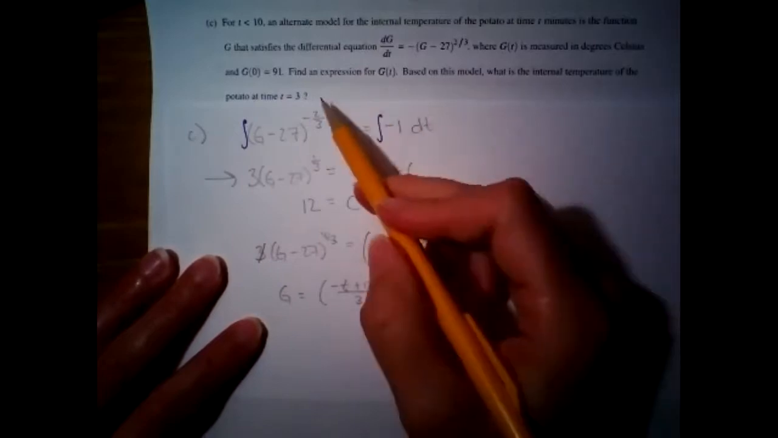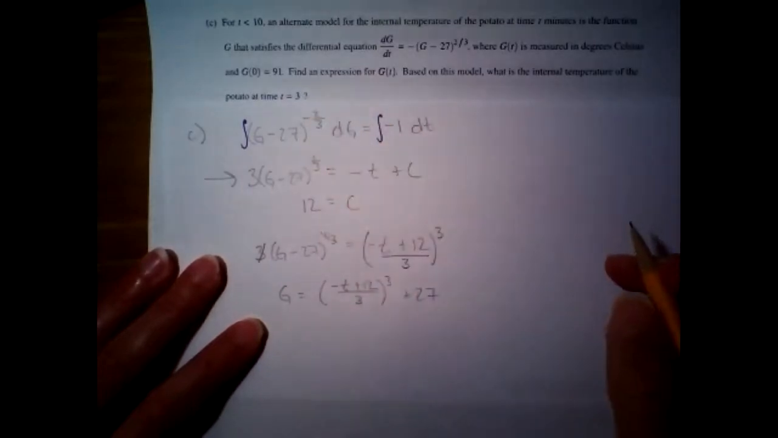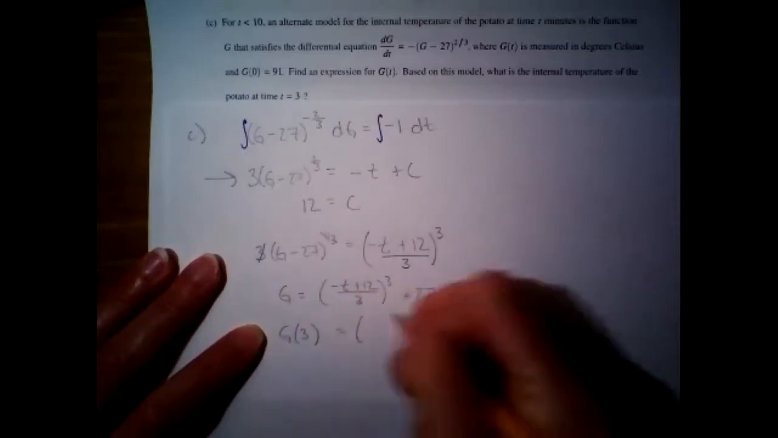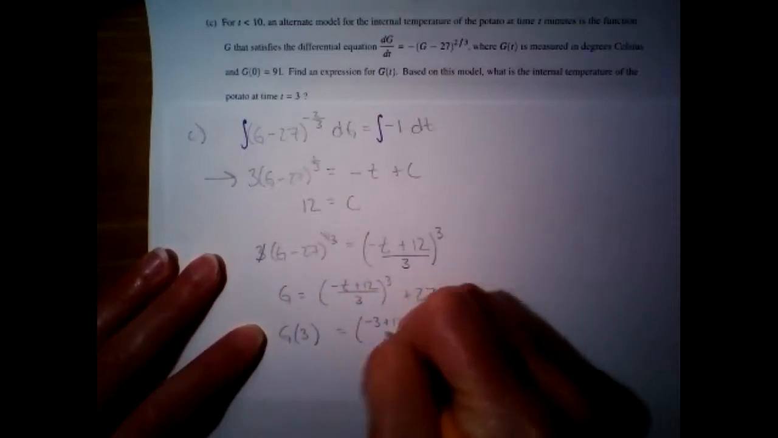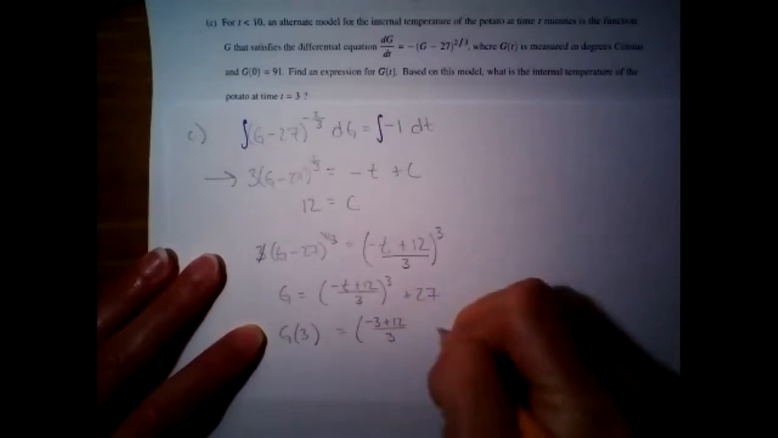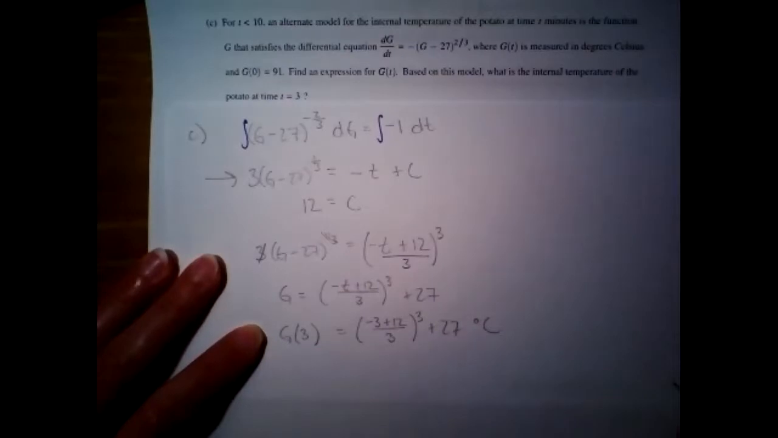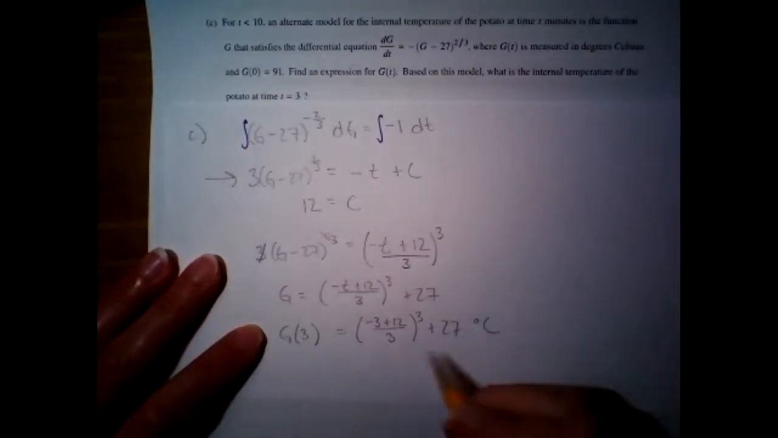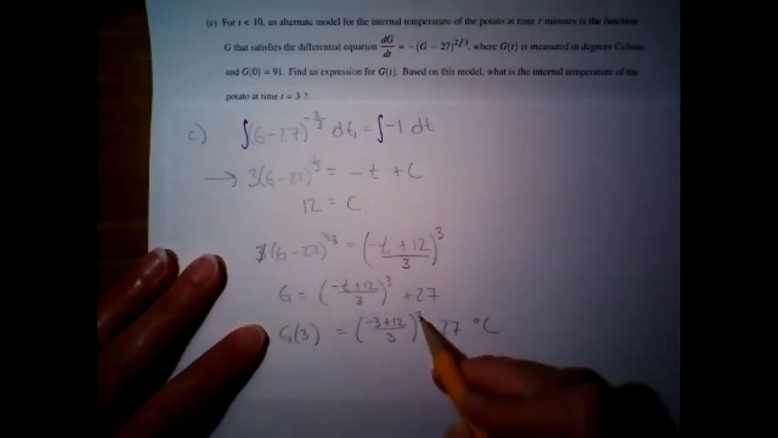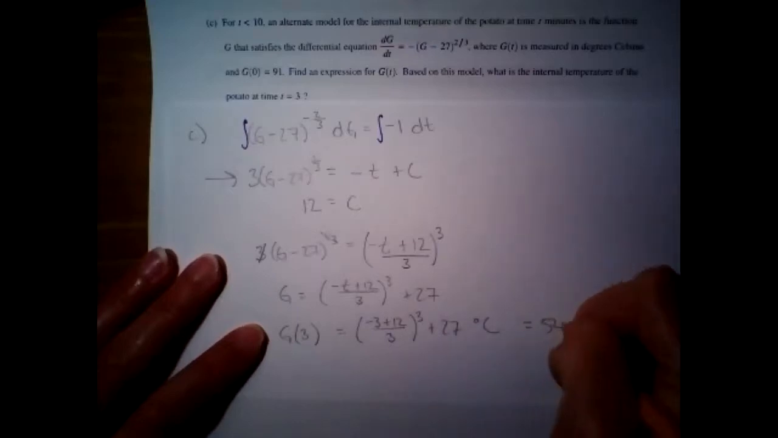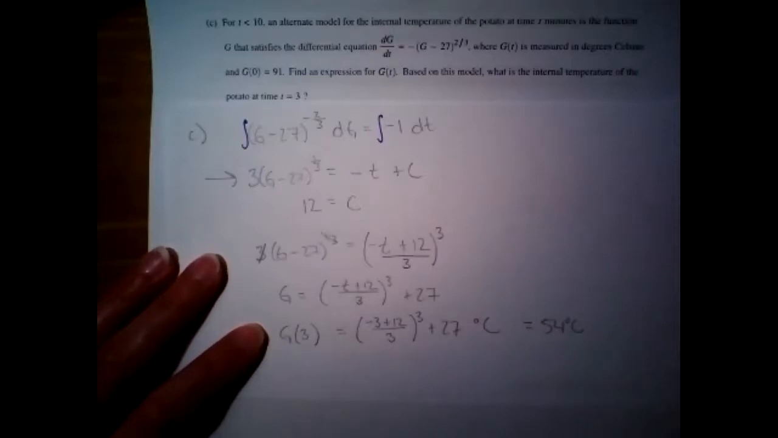And then they wanted us to plug in 3. So at time 3, and you don't even have to simplify this down, this would be ((-3 + 12)/3)^3 + 27 degrees Celsius. Just leave that alone. I wouldn't bother with it. If you did go further, what would that be? That'd be 9 divided by 3 is 3. 3 cubed is 27. 27 plus 27 would be 54. If you went the whole way simplifying it, you'd have 54 degrees Celsius, but you don't need to do that.